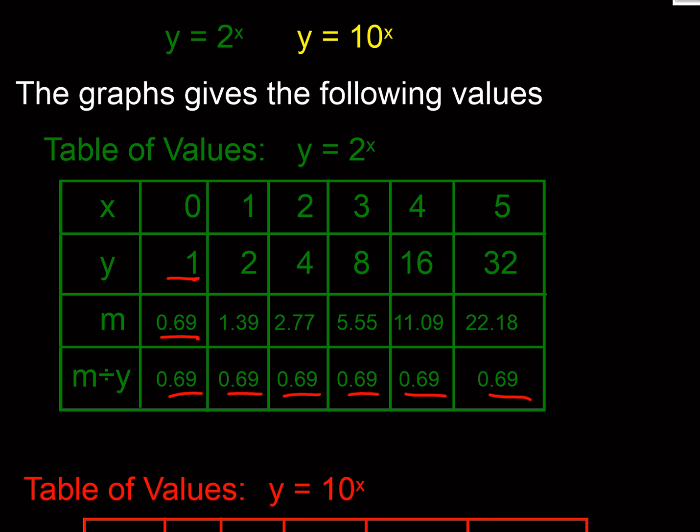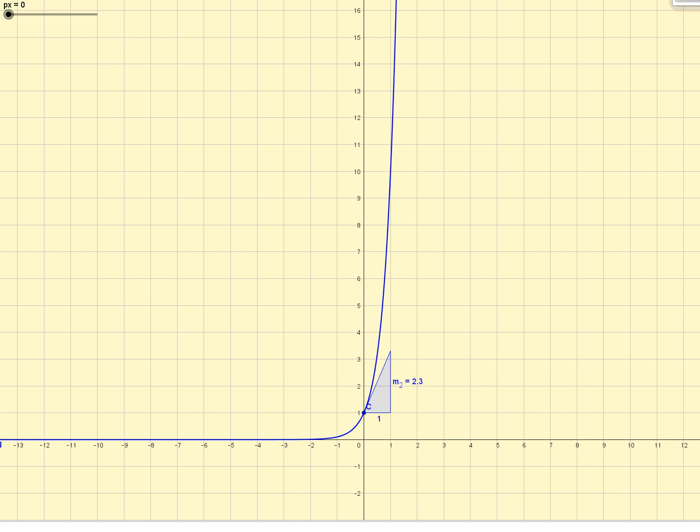Okay, let's have a look at what happens if we look at a different function. Y is 10 to the x. So here is the curve of y equals 10 to the power x. So obviously when x equals 0, y equals 1. And if we look at our little tangent triangle here, we've got the gradient is 2.3. So again, if we take our gradient divided by our y value, 2.3 divided by 1 gives us 2.3.